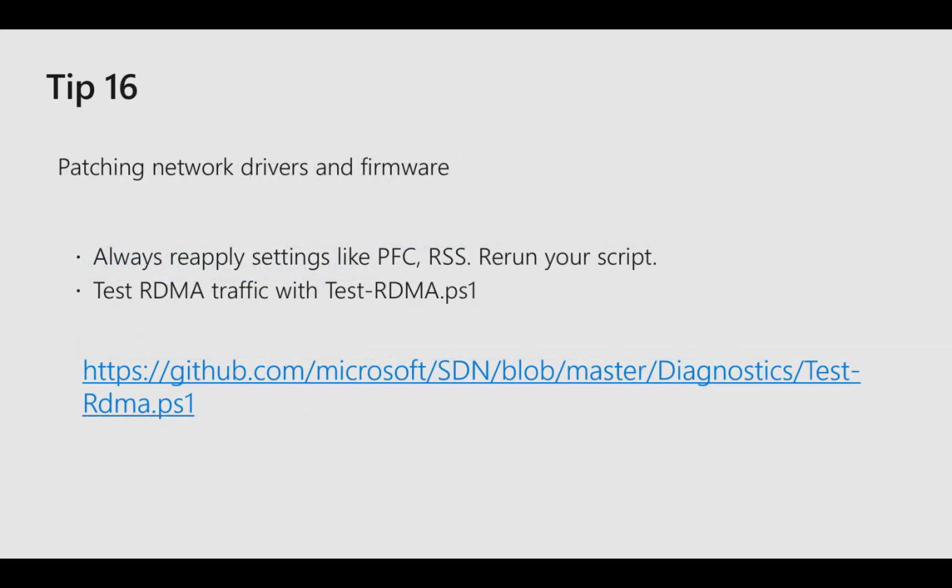Tip number 16, patching your network drivers and firmware. Always reapply settings like priority flow control, RSS, and others, and rerun your networking scripts after you patch network drivers on your servers. We've seen that for some reason, certain updates have broken settings like the priority flow control, some RDMA stuff stopped working, and then you have to reapply the settings. So always rerun your scripts and make sure that RDMA works.